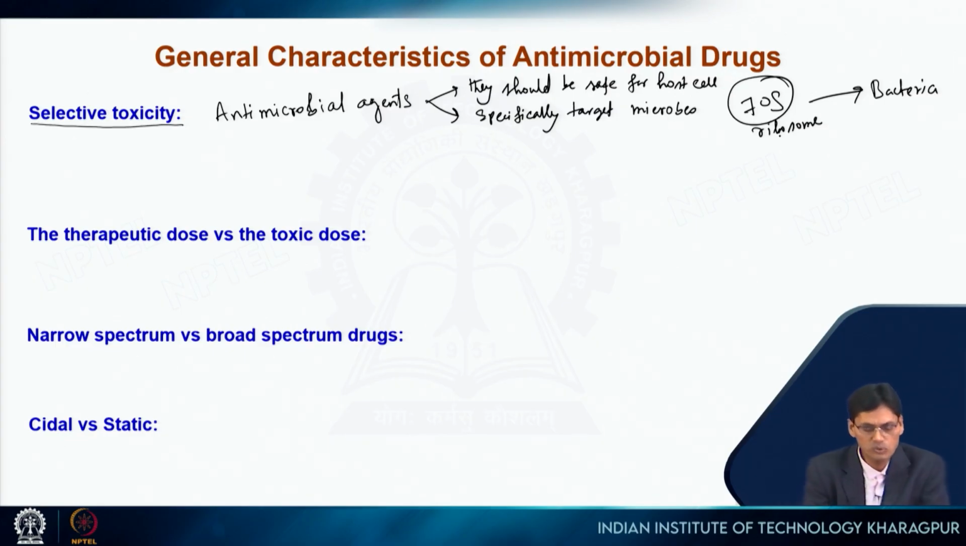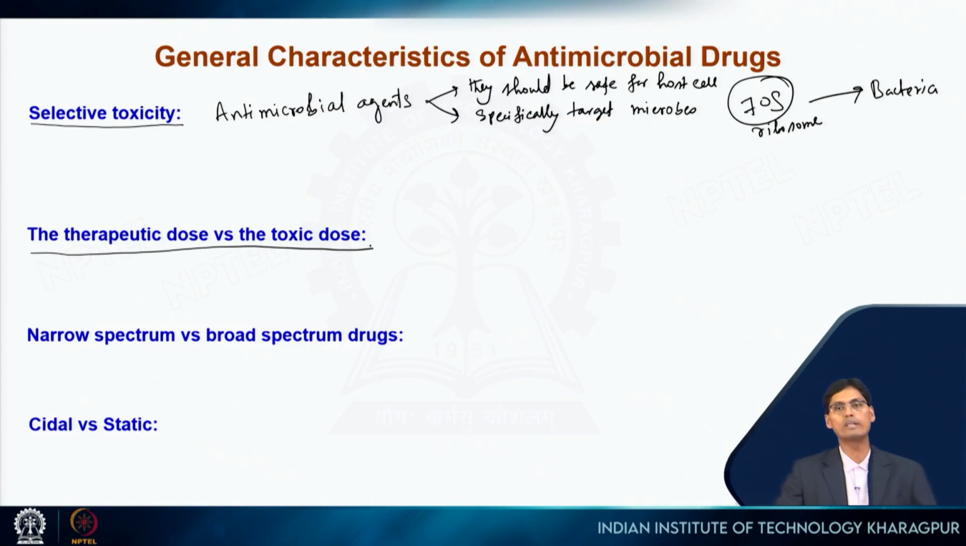Then the next one is the therapeutic dose versus toxic dose. We have to be very careful about the dose also, because it should work at very low concentration, because as I just mentioned, there are some differences between the eukaryotic and prokaryotic ribosome, that means our ribosome and bacterial ribosome. But if you remember, we discussed that the fundamental process of protein synthesis is the same. So there are a lot of similarities as well between our ribosome and the bacterial ribosome.